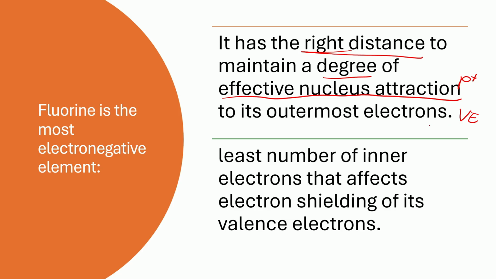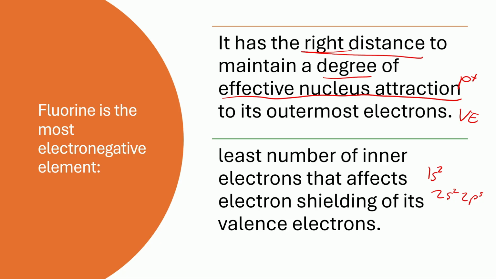And second, in comparison to other elements, it has the least number of inner electrons. As you can see, we only have the core electrons in the 1s2. That affects electron shielding of its valence electrons, which are located on the 2s2, 2p5. So basically, there's a greater force of attraction felt by the outermost electrons because there is only the least amount of electrons in the innermost shell reducing the nucleus influence towards its outermost shell.